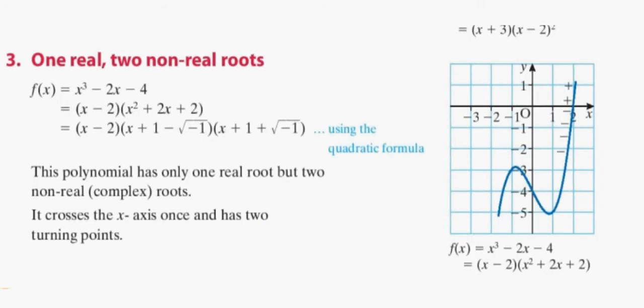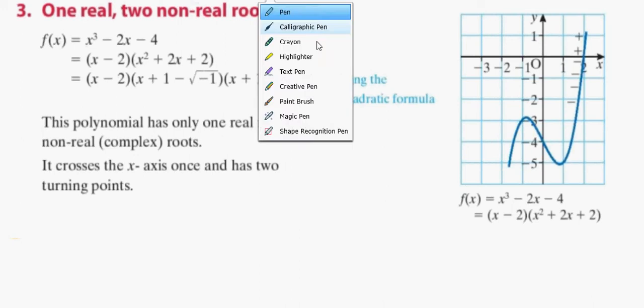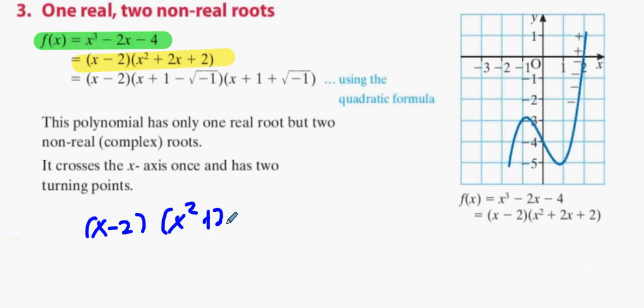One real, two non-real. What does that mean? So, what happened was, we have this equation here, which is the equation of the curve that's drawn over here. Everybody cool with that? And we factorized it. When we factorized it, we got these two factors here. We got x minus 2, and then we got x squared plus 2x plus 2.